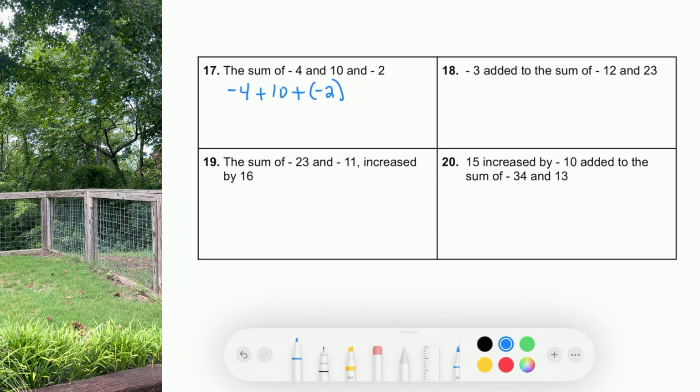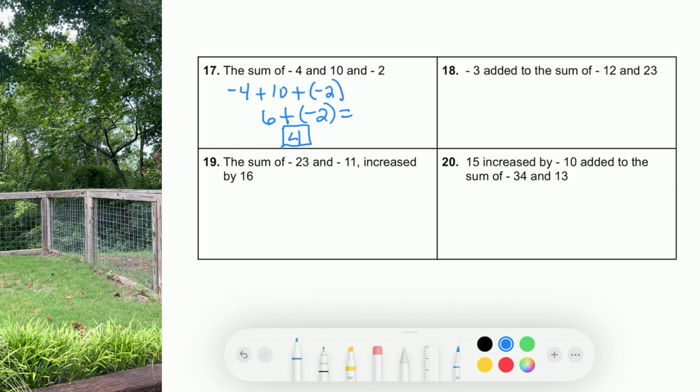Now we need to solve from left to right when we're dealing with addition and subtraction. So remember, a negative sign is the same as a subtraction sign. A positive sign is the same as an addition sign. So negative 4 plus 10, two different signs, so we're going to subtract them and keep the sign of the greater. That's going to be 6. The 10 is greater than the 4, so it's going to be a positive 6. I'm going to rewrite the rest of the problem. And now I'm going to combine the 6 plus negative 2. Different signs, so we're going to find the difference, which is 4. 6 is greater than 2, so it's going to be a positive 4.